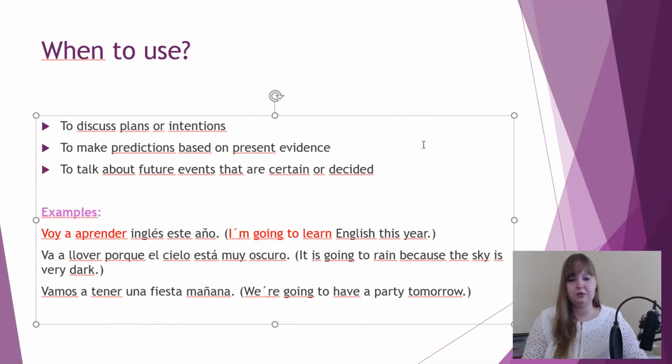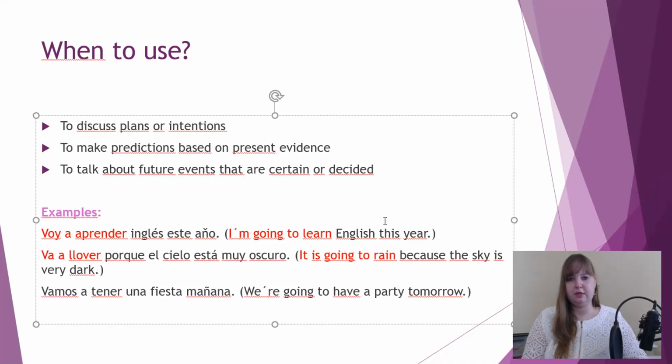Then we use this construction when we make predictions based on present evidence. For example, va a llover porque el cielo está muy oscuro. This sentence means it is going to rain because the sky is very dark. And again, va a llover is the construction. Va a llover means it is going to rain. Porque means because. El cielo, the sky. Está means is. Muy oscuro, very dark.